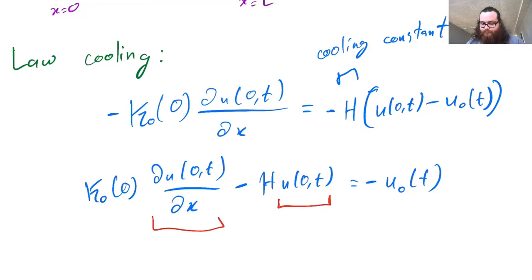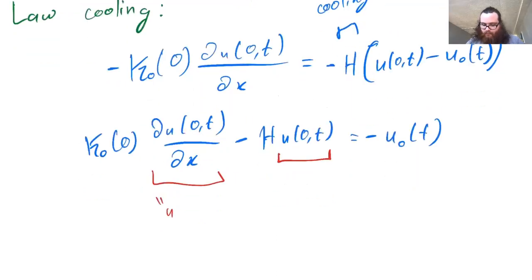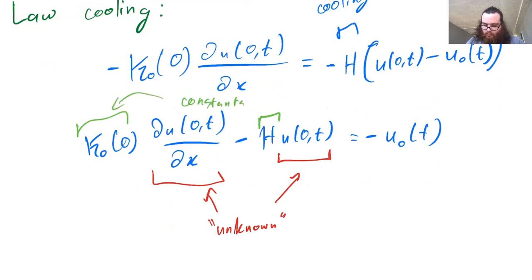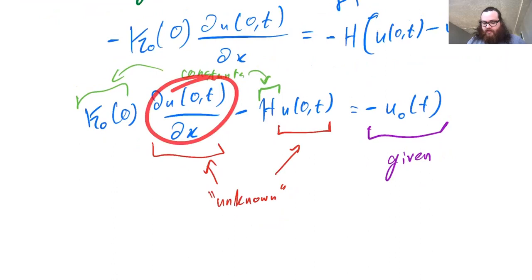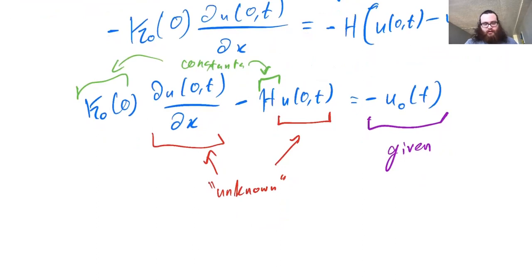And then, let me write it like this. So these relate to the unknown. These are constants. And then this is given. Okay. So this kind of looks like a linear system. Okay. And indeed it is. It's a linear combination of a condition on the derivative as well as on the actual function value, kind of at that boundary point. Okay. And so these will come up as well.